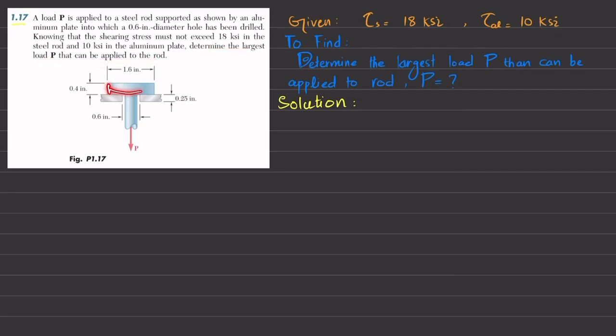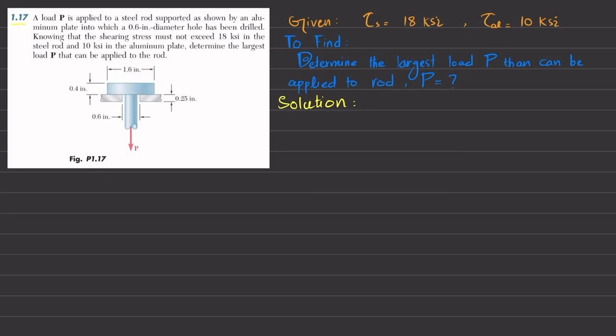So you can see this is the steel rod, clear, where P load is applied, and this is the aluminum plate that is used to support this steel rod. There is a 0.6 inch hole drilled in this aluminum plate, and the diameter of the upper portion of the steel rod is 1.6 inch.